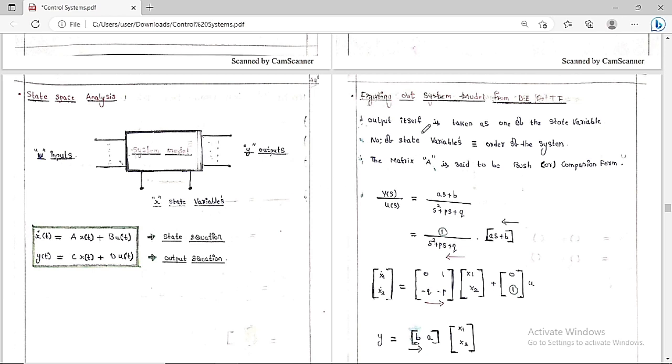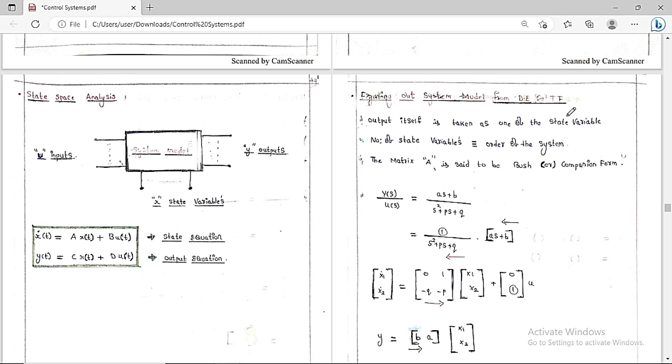Now the next concept is figuring out the system model from the differential equation or the transfer function. How to get this is what we are going to discuss.